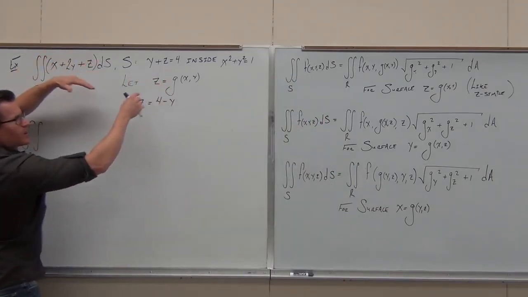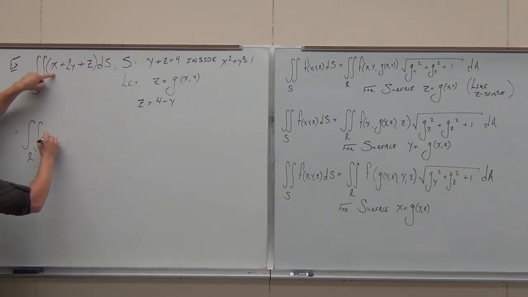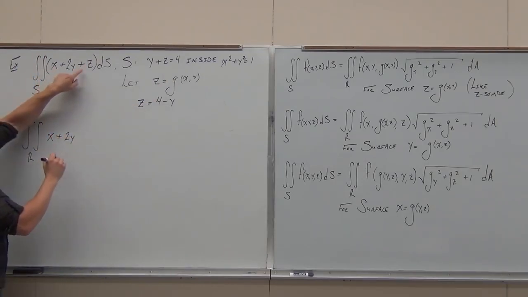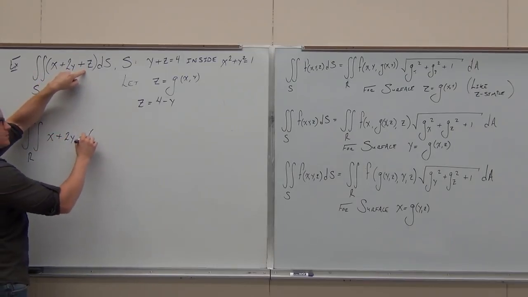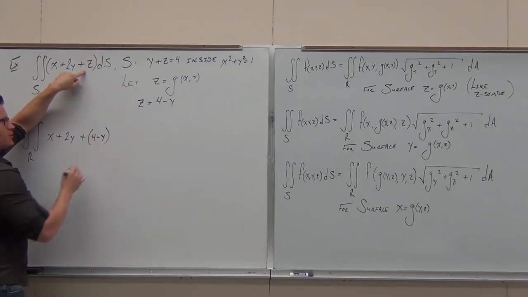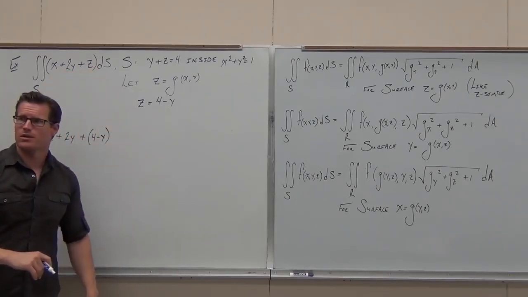Hey, according to this stuff, do I want x's? Are x's okay? Yes. Are y's okay? Yes. Are z's okay? No. So what does our z become? If you can make that jump, you're halfway there. You guys okay with where that comes from?